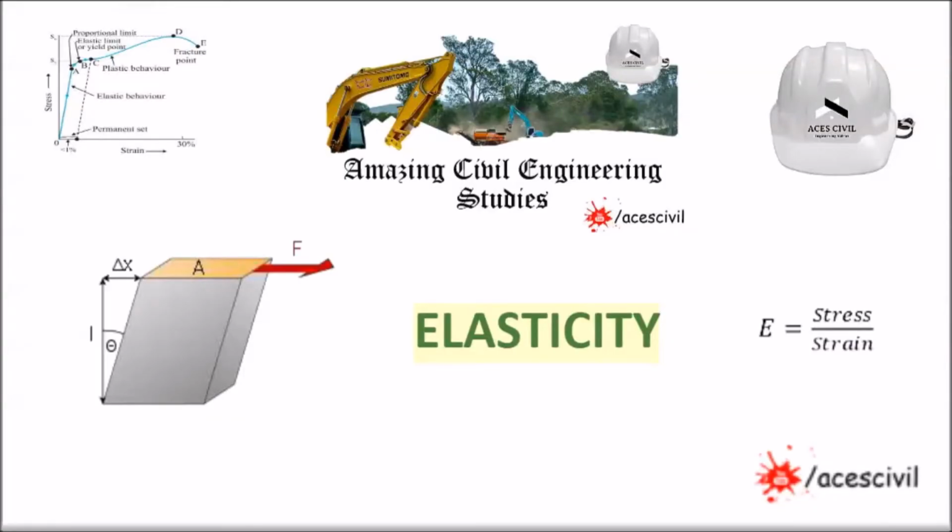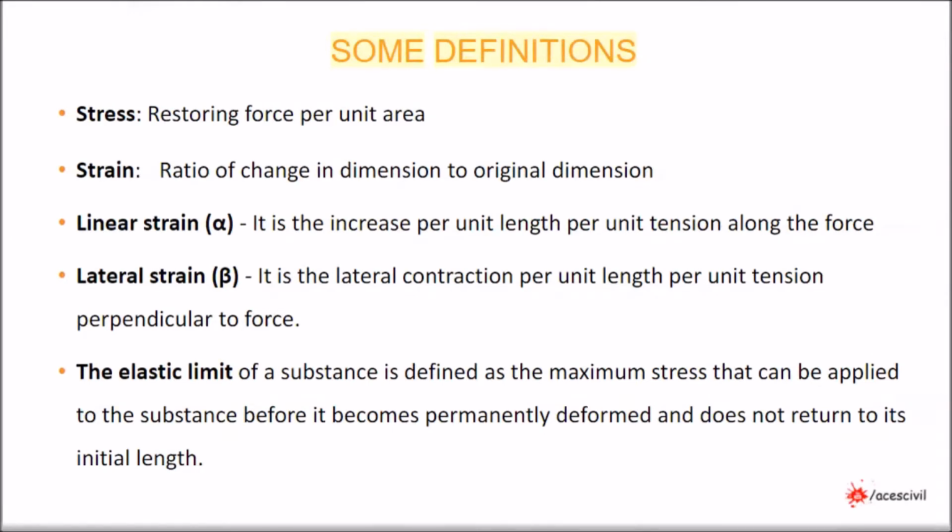Elasticity. Some definitions. Stress: restoring force per unit area. Strain: ratio of change in dimension to original dimension. Linear strain: it is the increase per unit length per unit tension along the force. Lateral strain: it is the lateral contraction per unit length per unit tension perpendicular to force.